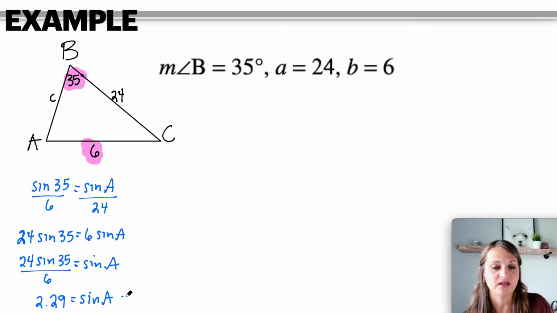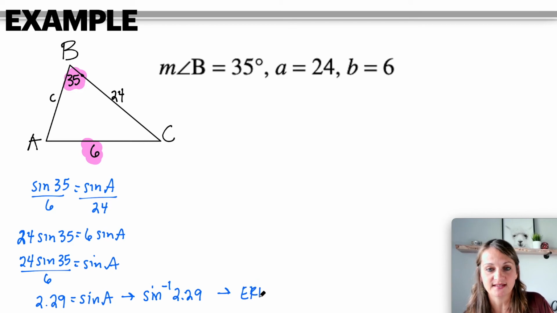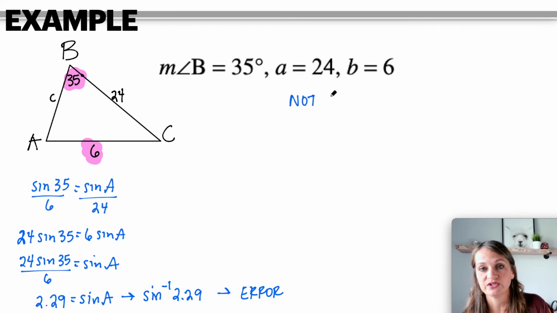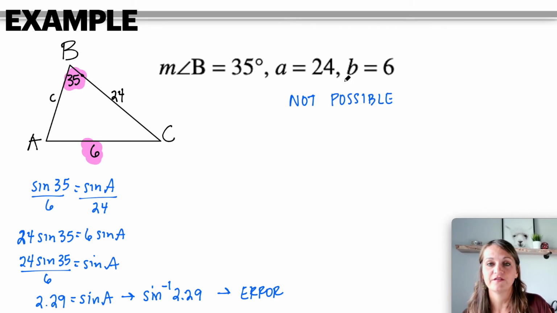In order to find the angle, this is where you would take the inverse. So you would take the inverse of sine of 2.29. If you were to do that, you would get an error in your calculator, which means you cannot take the sine of that number, which means this is not possible. There is no such triangle that can be created from these lengths. Now, I'll tell you a hint. Anything over the number 1, you will not be able to take the inverse sine or cosine of.